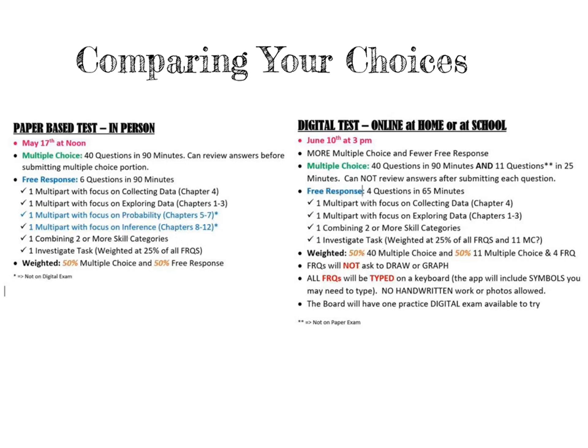On a paper-based test, would they ask you to define that? I absolutely could see that happening. So you might see more definitions happening on the paper test versus the digital test. The weighting, I think, is somewhat similar, though, so you're not going to see a big difference. Again, these multiple choice questions, this 40 and this 40, are weighted the same. That investigative is weighted the same. You're just going to have 2 fewer free responses over here and 11 more multiple choice.